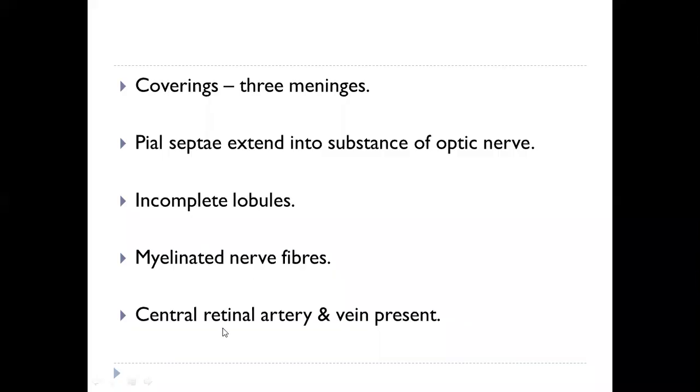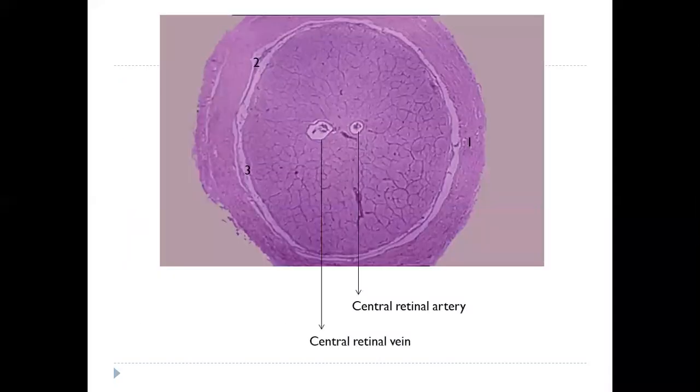So please remember, the central retinal artery and vein is present in the center. This central retinal artery and vein is an important feature which will help you to identify the slide when you look at it under the microscope. Sometimes you may get confused between optic nerve and peripheral nerve. Okay, but you can look for the differences between optic nerve and peripheral nerve.